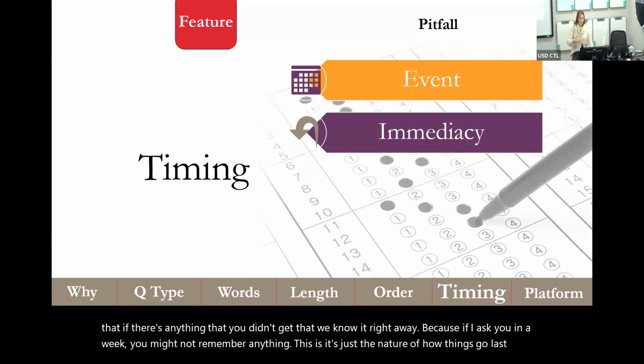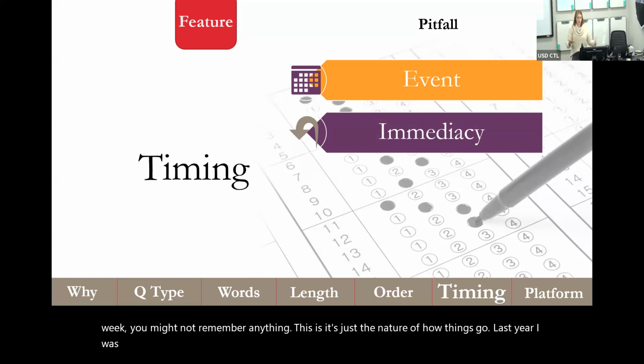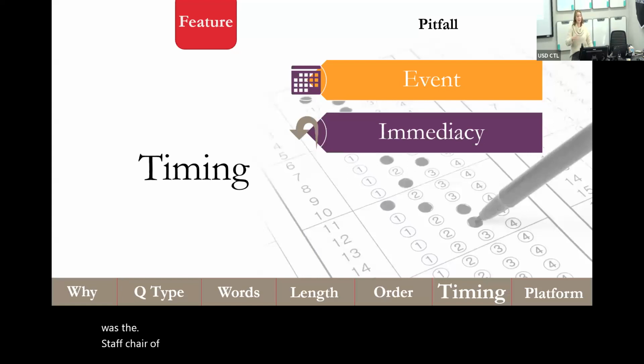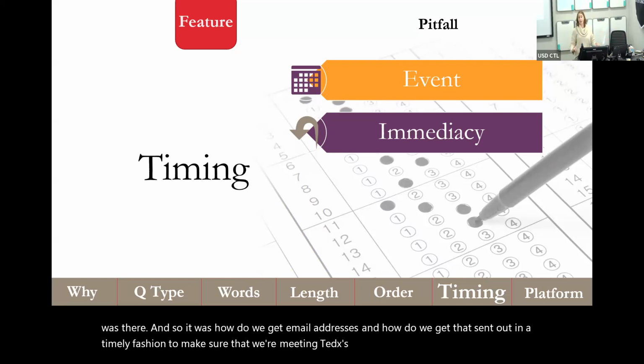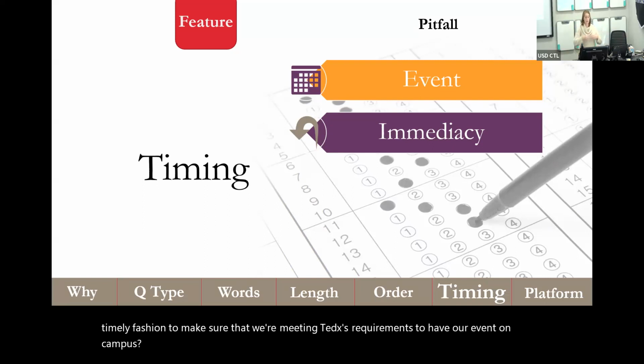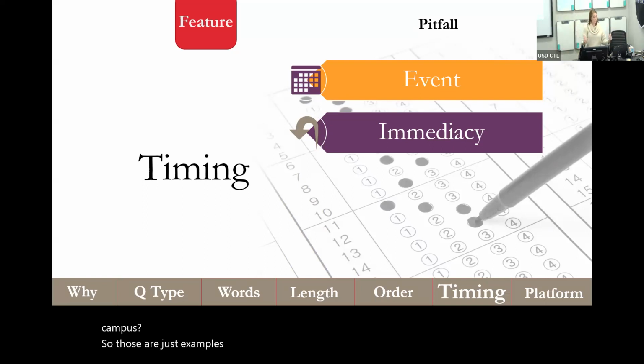Last year, I was the staff chair of TEDx USD, and TEDx requires that you send out a survey to every participant that was there. So it was, how do we get email addresses and how do we get that sent out in a timely fashion to make sure that we're meeting TEDx's requirements to have our event on campus? Those are just examples of the timing that needs to happen.